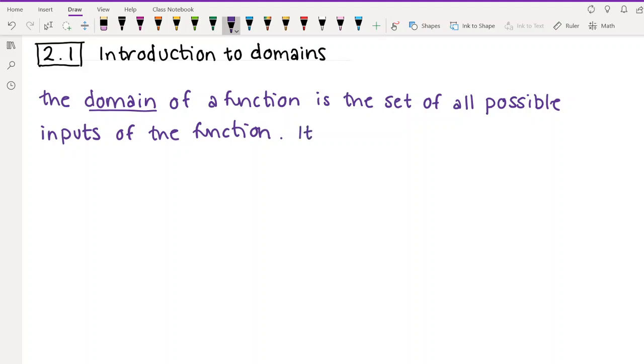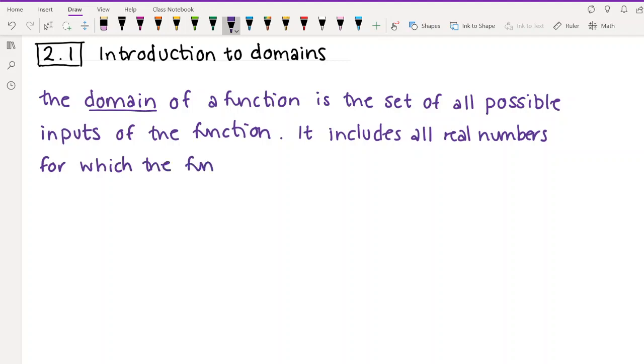So the domain for the types of functions we're going to look at is going to include all real numbers for which the function is defined. So basically, when we're looking at domain, we're focusing on, what numbers give us something that is defined. Those numbers are in the domain. And what numbers give us something that is undefined, and those numbers will not be in the domain.